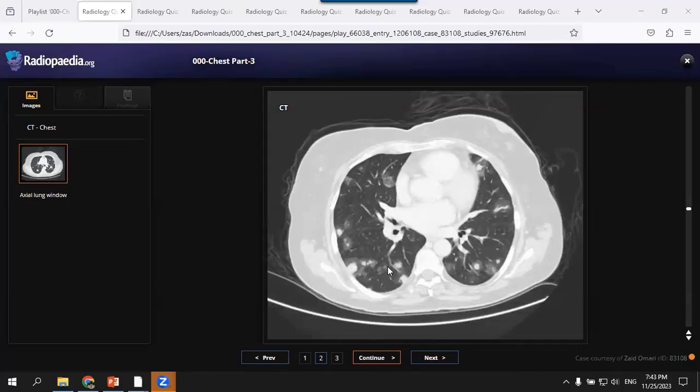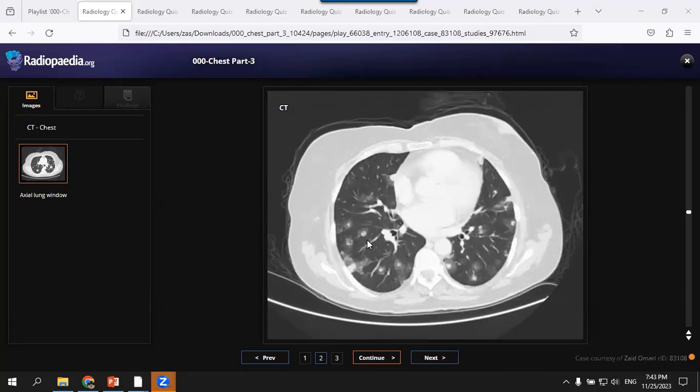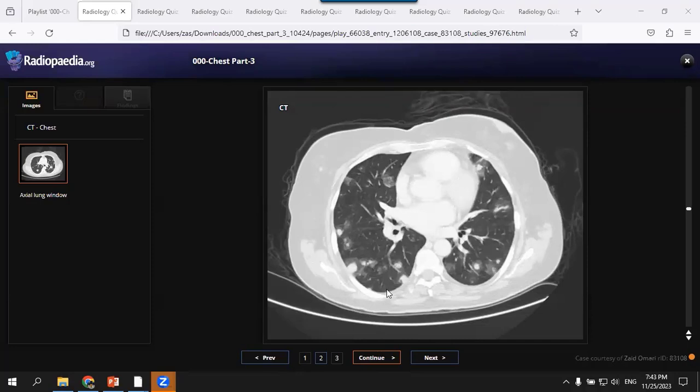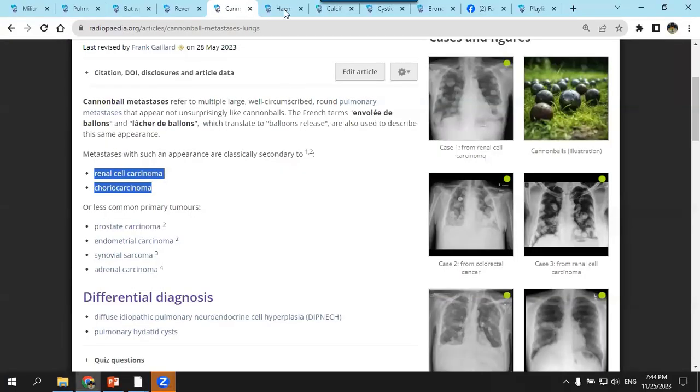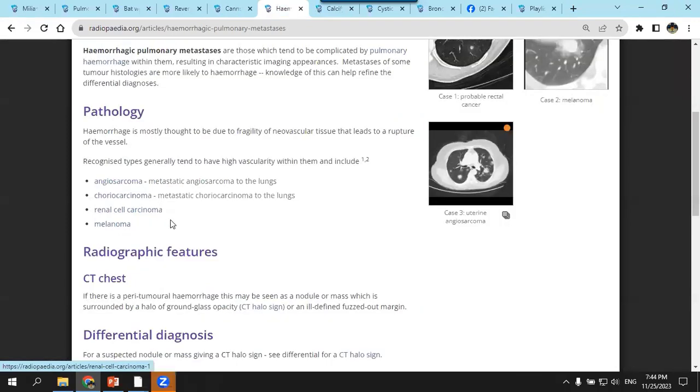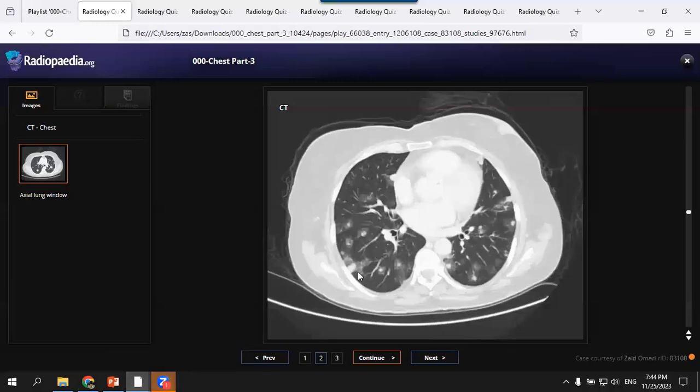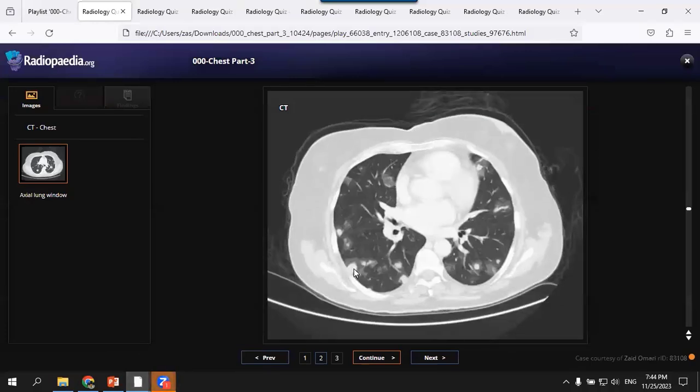Multiple lung nodules. What type of metastasis causes this pattern? Hemorrhagic metastasis. What are the common metastases that cause hemorrhage? Melanoma, choriocarcinoma, renal. Very good. Hemorrhagic pulmonary metastases like melanoma, renal cell carcinoma, or choriocarcinoma will cause this type of sign, a high density lesion surrounded by hemorrhage. It's a hemorrhagic metastasis. Thank you.